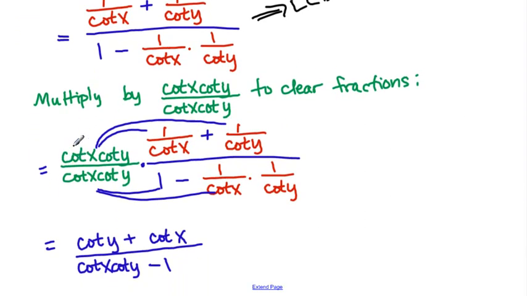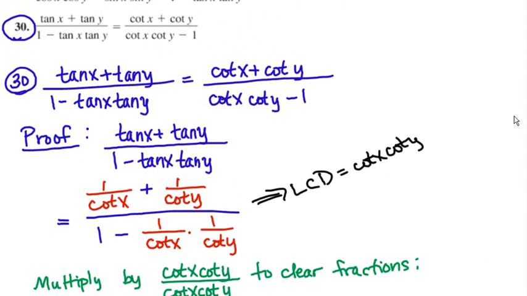So if we distribute cotangent x, cotangent y to each term in the fraction, notice that multiplying the LCD by 1 over cotangent x, the cotangent x will divide out, leaving us with just cotangent y. If we distribute cotangent x, cotangent y to 1 over cotangent y, the cotangent y's divide out, leaving us with just cotangent x. In the denominator, cotangent x, cotangent y times 1 is just itself, and then cotangent x, cotangent y times the 1 over cotangent x, cotangent y just leaves a minus 1. And that is exactly what we needed to show.